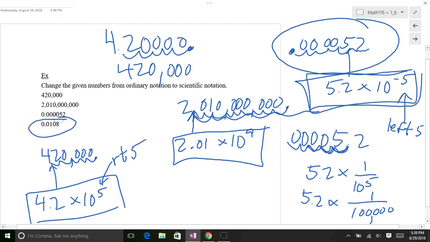How about 0.0108? Where are you going to put the decimal? Right there, 1.08. You've got to move it over twice. So 1.08 times 10 to the what? We moved it twice, so negative 2, because we've got to move it left 2 to get back to what we started with, right? So times 10 to the negative 2.